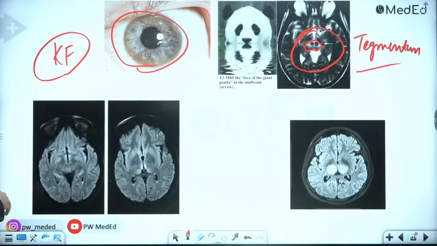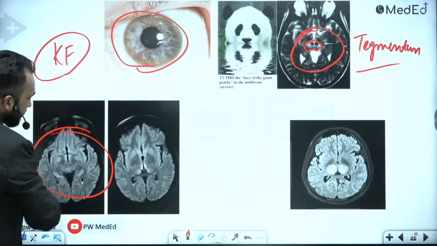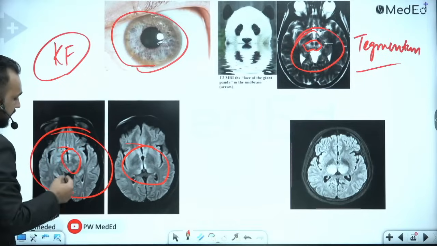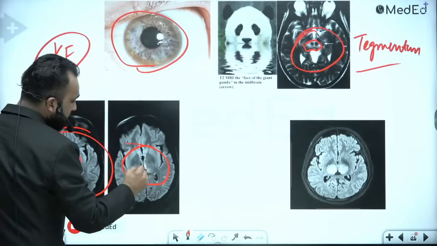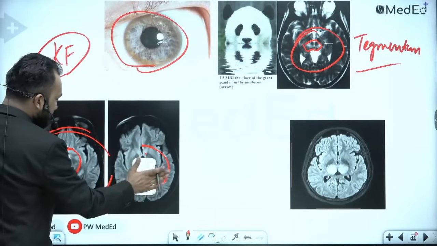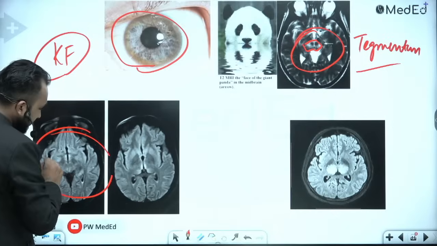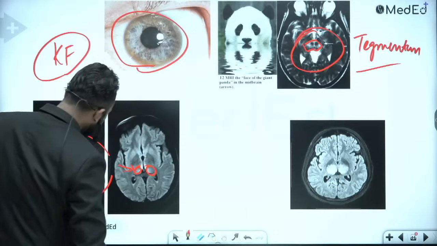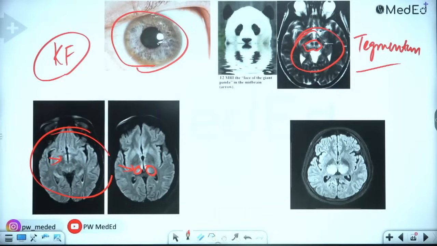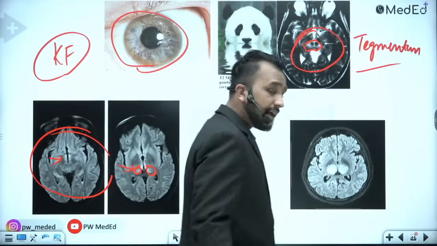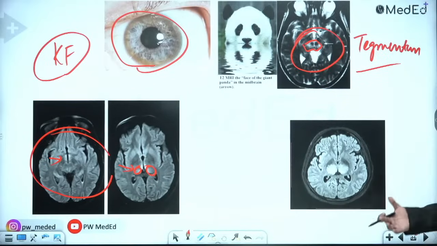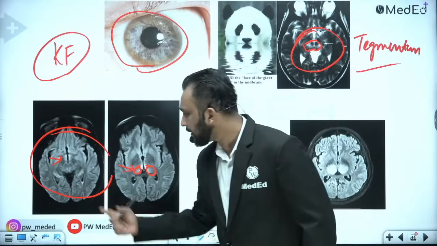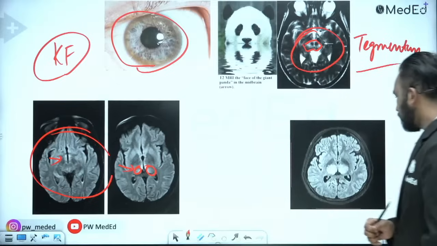And what do you see in Wernicke's encephalopathy? In Wernicke's encephalopathy, you will see hyperintensities adjacent to the third ventricle. This is your third ventricle, and you are also seeing hyperintensities in the dorsomedial thalami. So these patients will be alcoholic. Alcoholic history will be mentioned in the question, and you will see hyperintensities adjacent to the third ventricle, periaqueductal gray matter, and your dorsomedial thalami.